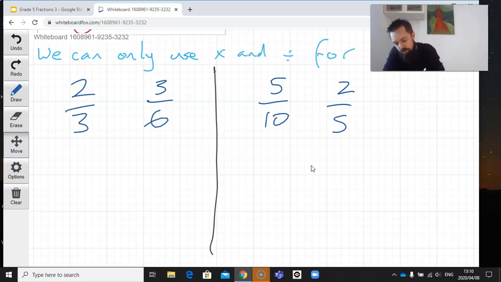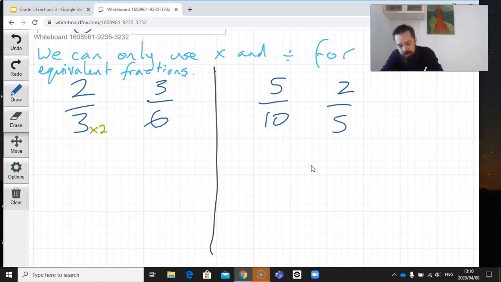We can only use times and divide for equivalent fractions. Right, for now I'm going to stick to just using times. All right, so having a look at the first one, I can notice that to make a 3 into a 6, I can times it by something. I'm sure you figured out what. If I times a 3 by 2, it will be a 6.